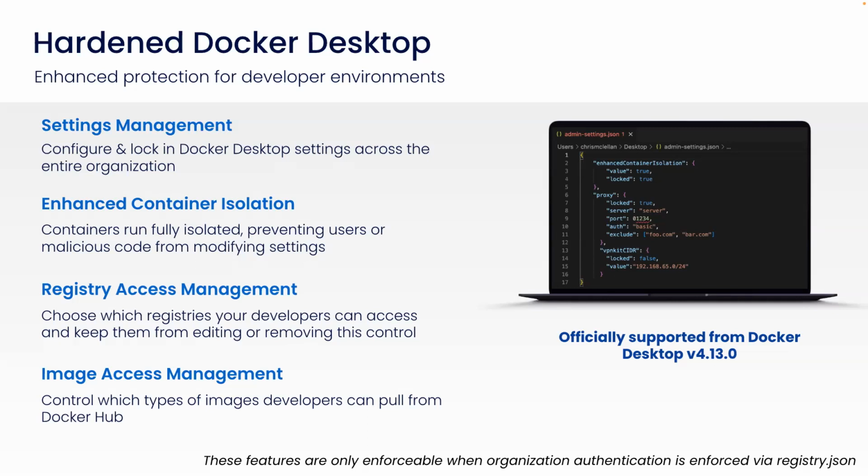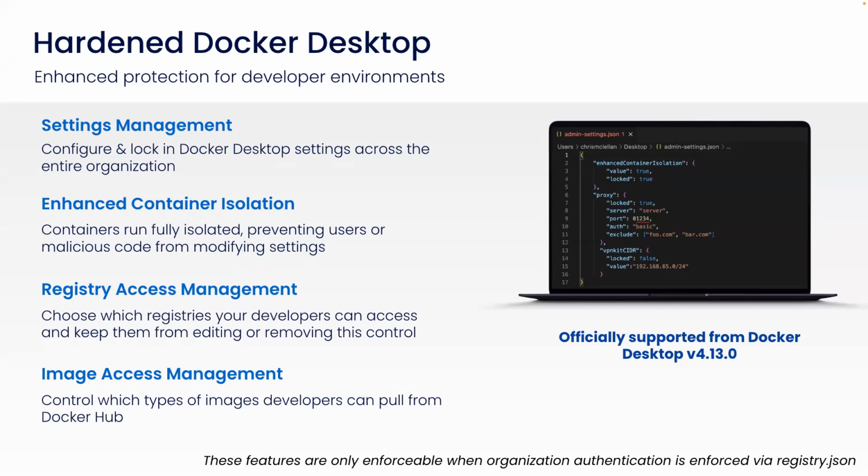The first one is settings management. This allows you to distribute a file with pre-configured and locked settings to your developers' machines, so they're not able to edit any of the settings mentioned in that file in their own Docker Desktop instances. One of those settings is the second bullet point in this list, which is enhanced container isolation. This allows you to lock down the Docker Desktop application by creating some isolation between the containers your developers are using and their underlying VM. And again, I'll talk about all of these in a little more detail on the following slides.